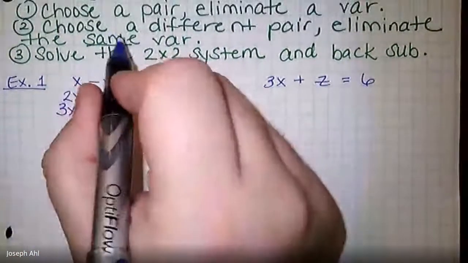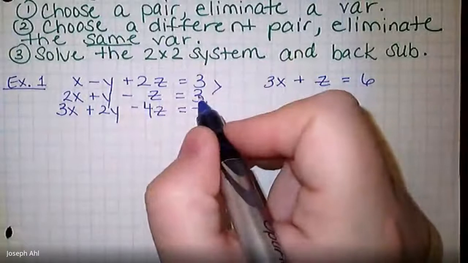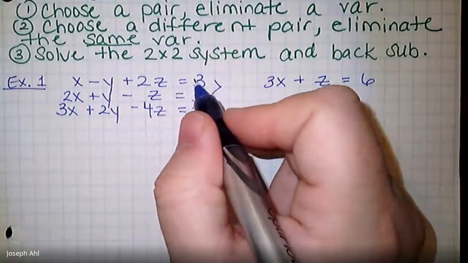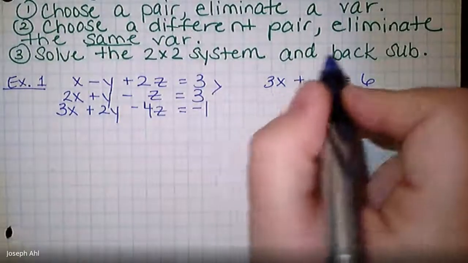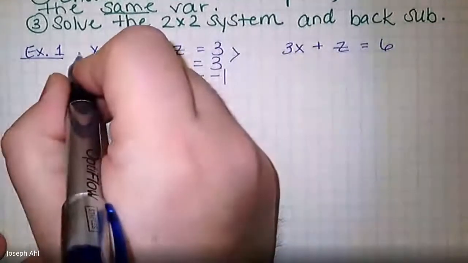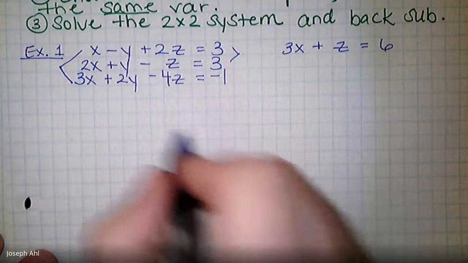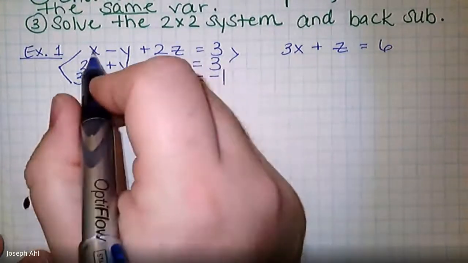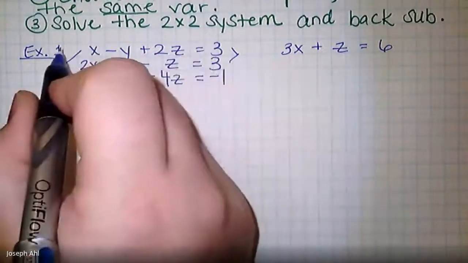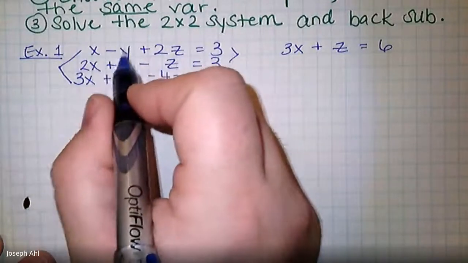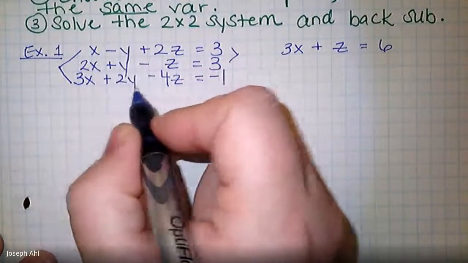So in step 2, we have to choose now a different pair of equations, either the second and third or the first and third, doesn't matter. And we want to eliminate y again. I'm going to choose the first and third equations. It really doesn't matter, but if I multiply this top equation here all by 2, notice how a -2y is going to cancel out with a +2y.